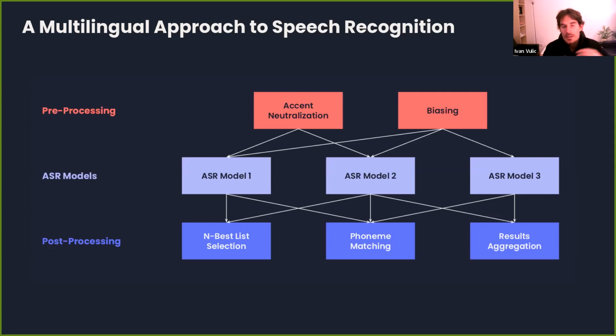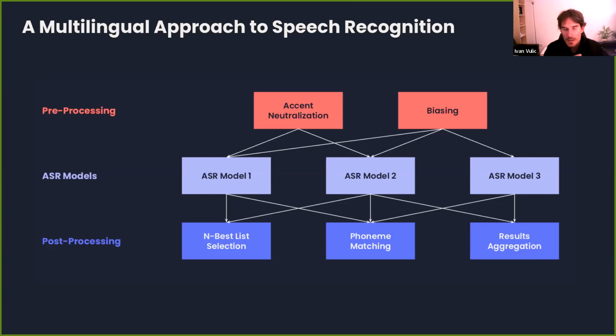And this implies doing some sort of pre-processing like neutralizing or normalizing accents, which is one problem. Biasing means that if we work in a particular domain like banking, then we want to bias our ASR systems to give us transcriptions that are more related to the banking domain than to some other domain. So this has to be done.